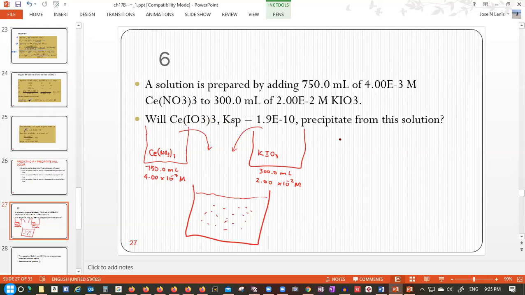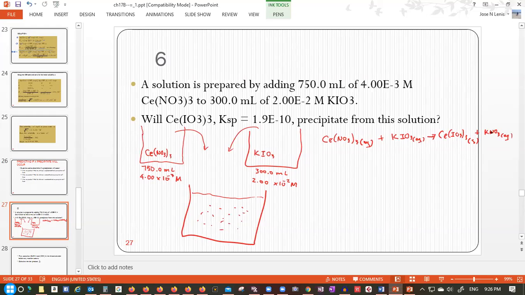So the reaction will be, let's do the reaction. Cerium 3 nitrate, aqueous, is soluble because it's nitrate. All nitrates are soluble, plus potassium iodate is soluble also because all potassium salts are soluble. This is a displacement reaction. So we have Ce(IO3)3 solid, because this is not soluble, plus potassium nitrate, KNO3, aqueous. Of course, potassium is soluble, and nitrate is soluble.